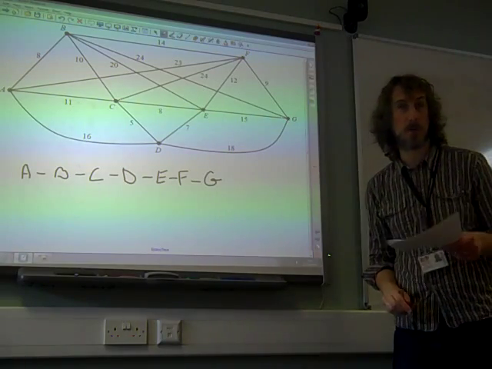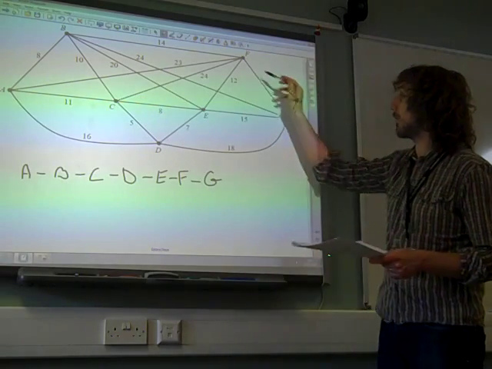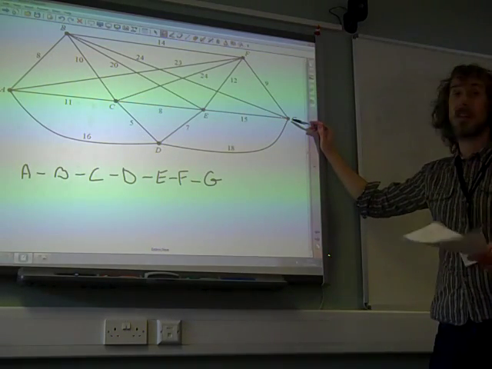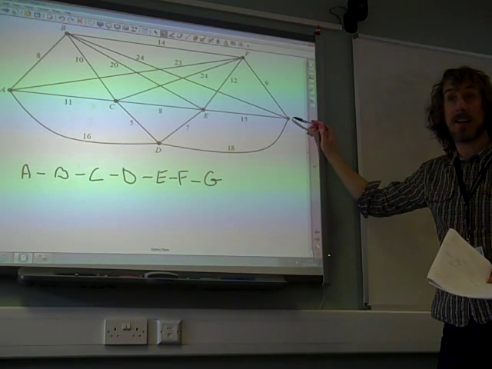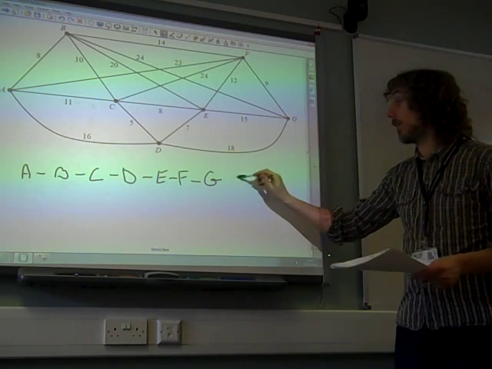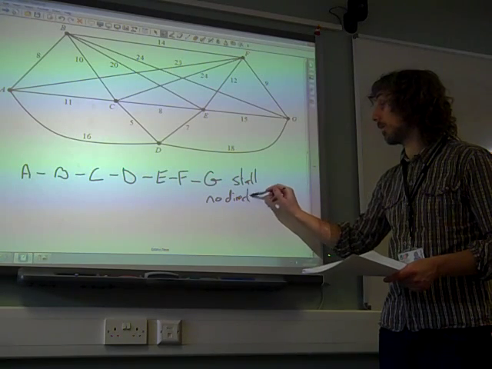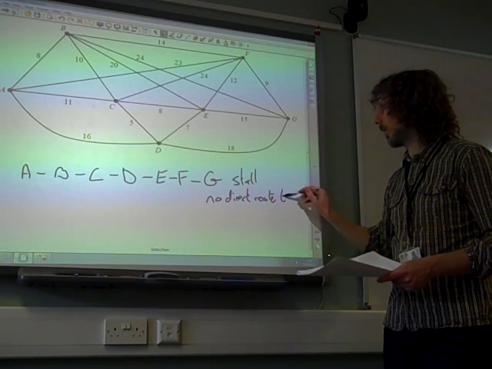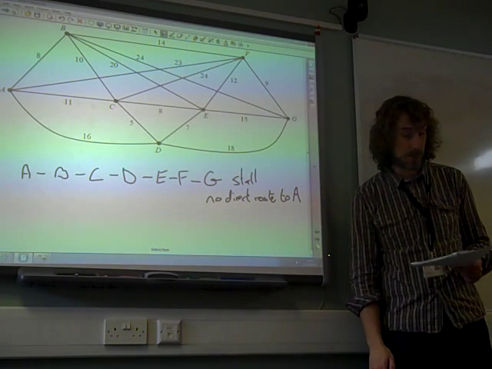But now we've got a problem, haven't we? Because we've gone A, B, C, D, E, F, G, and we're supposed to get back to A. And in the nearest neighbour algorithm, we're supposed to do that directly. And there is no direct route back to A, so we stall at that point. No direct route to return to A. We're stuck. We give up.